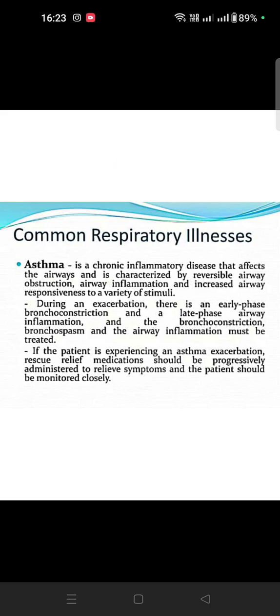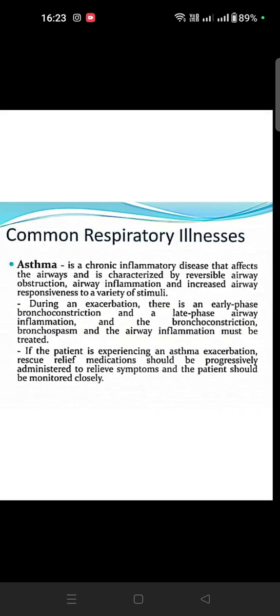It's a chronic inflammatory disease that affects the airway and is characterized by reversible airway obstruction, with airway inflammation and increased airway response to stimuli. During the exacerbation, there is an early phase of bronchoconstriction, and the late phase is airway inflammation. Bronchoconstriction and bronchospasm are treated with anti-inflammatory medication, and rescue medication is administered to relieve the symptoms of the patient.